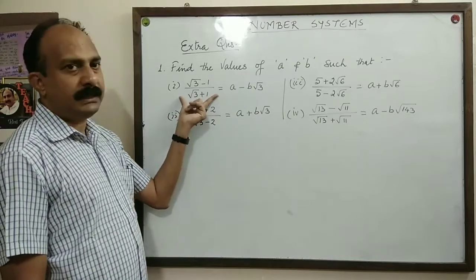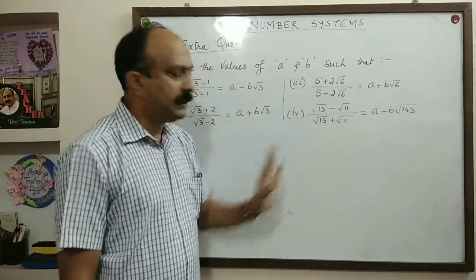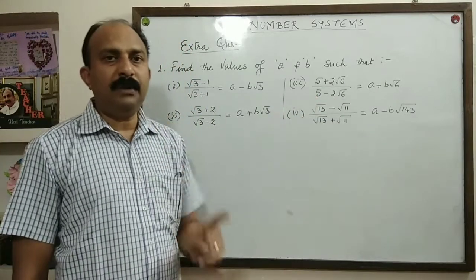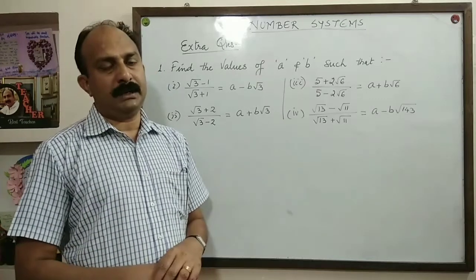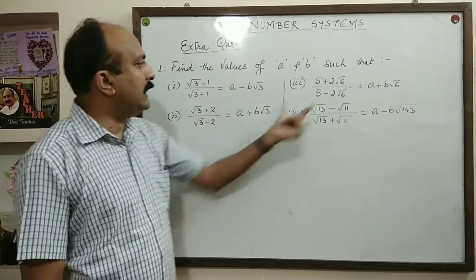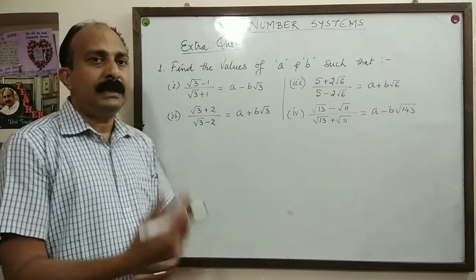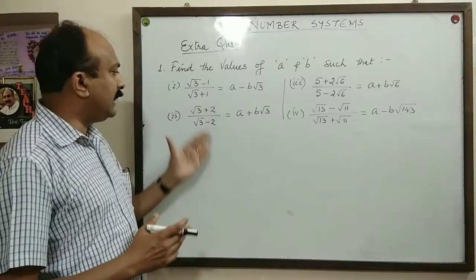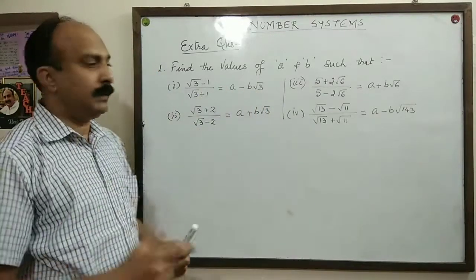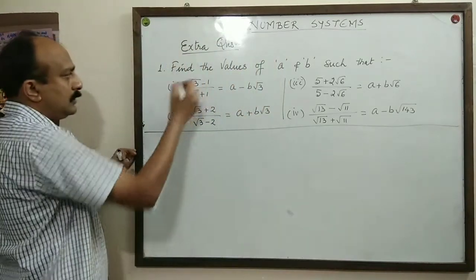In LHS you can see it is in the form of root 3 minus 1 upon root 3 plus 1. In all the questions you can see the denominator is a binomial. So everywhere you have to rationalize the denominator, as in Exercise 1.5. When we rationalize the denominator, the LHS will be simplified. After simplifying LHS, we will compare LHS with RHS. Then we will get the values of a and b. All of you see the solution of question number 1. I am going to solve question number 1.